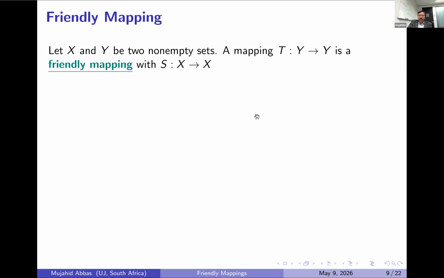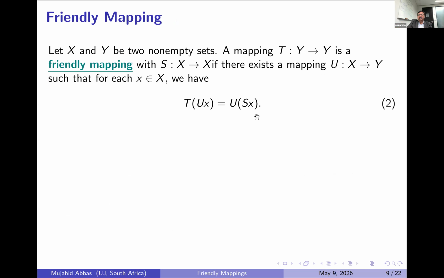So here is the concept of a friendly mapping. You have two non-empty sets, and you have a mapping T from Y to Y. It is said to be a friendly mapping with S, which is from X to X, if there exists a mapping U such that T(U(x)) is the same as U(S(x)).